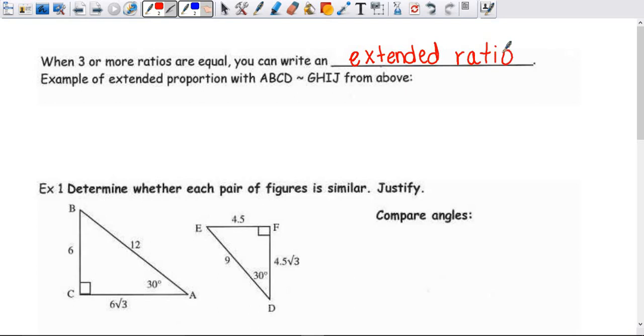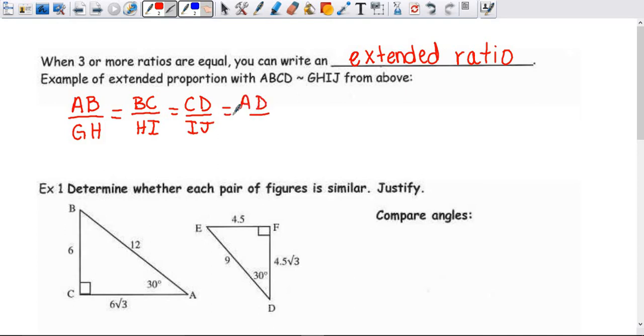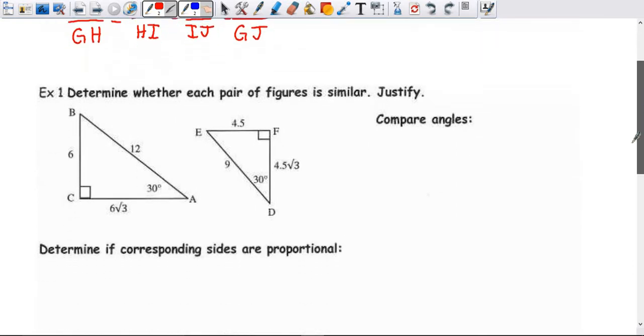Which is basically like one big proportion. So we would match up AB, we would put it on top of GH because those ones matched up. And we would want the ratio of those similar sides to be the same ratio as BC to HI, CD to IJ, and AD to GJ, okay? So all of those should come out with the same number. And we're going to do a couple examples that will show you what we mean by that.